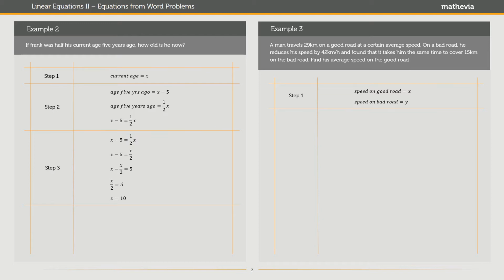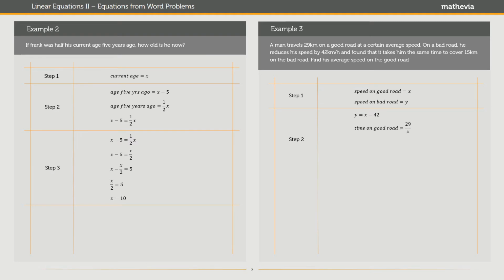Now, what information do we have in the question? The first thing it tells us is that he reduces the speed by 42 kilometers on the good road, i.e. the speed on the bad road is 42 kilometers less than the speed on the good road, i.e. y equals x minus 42.